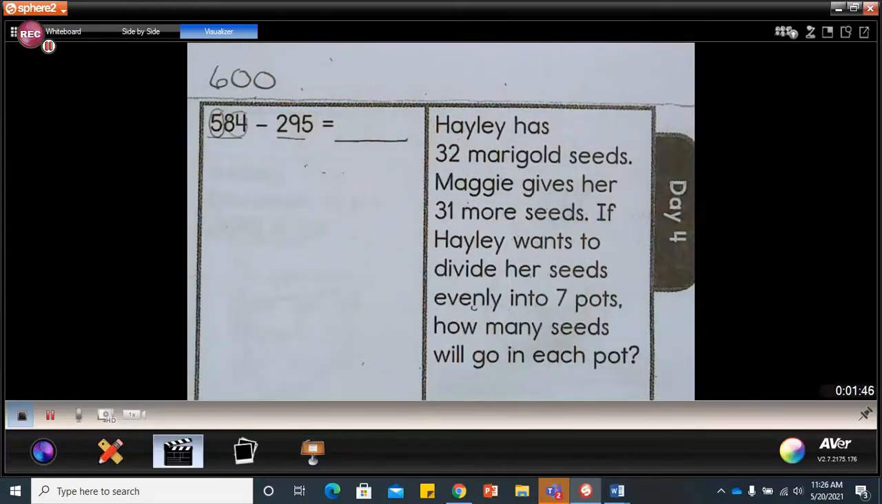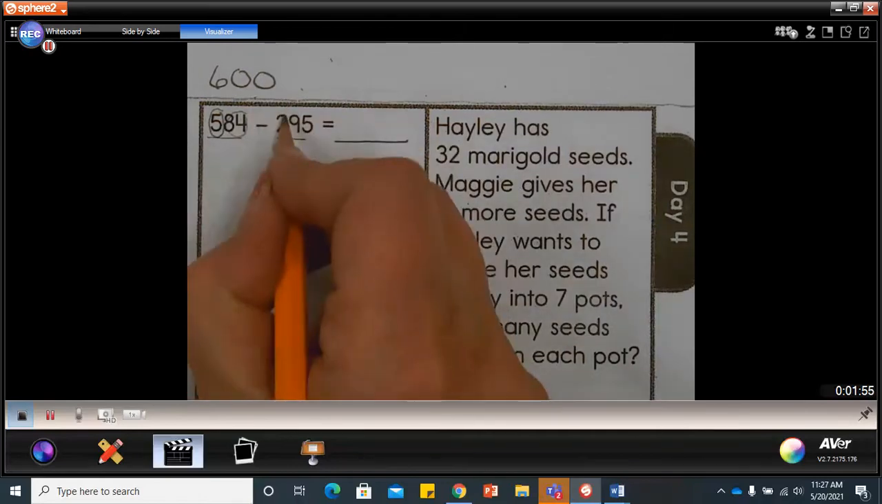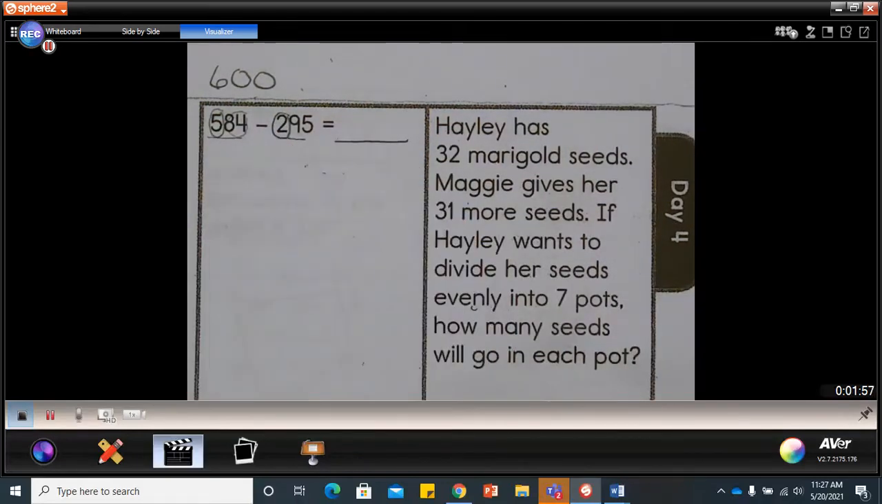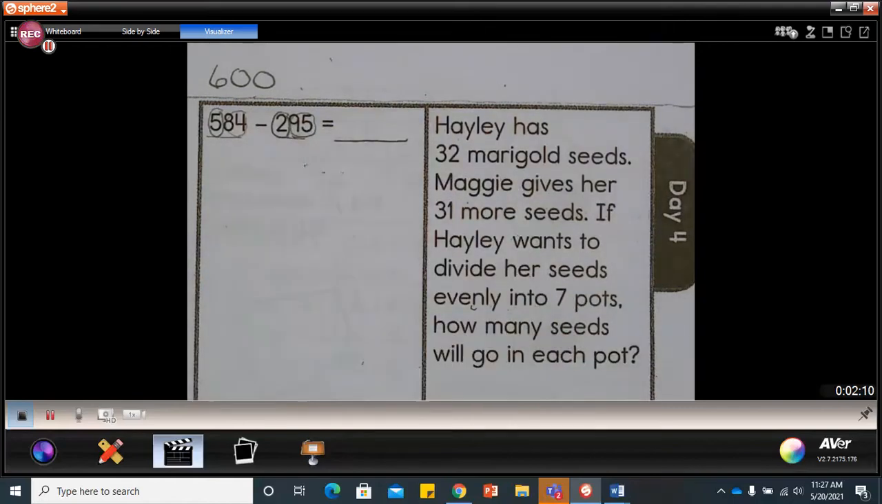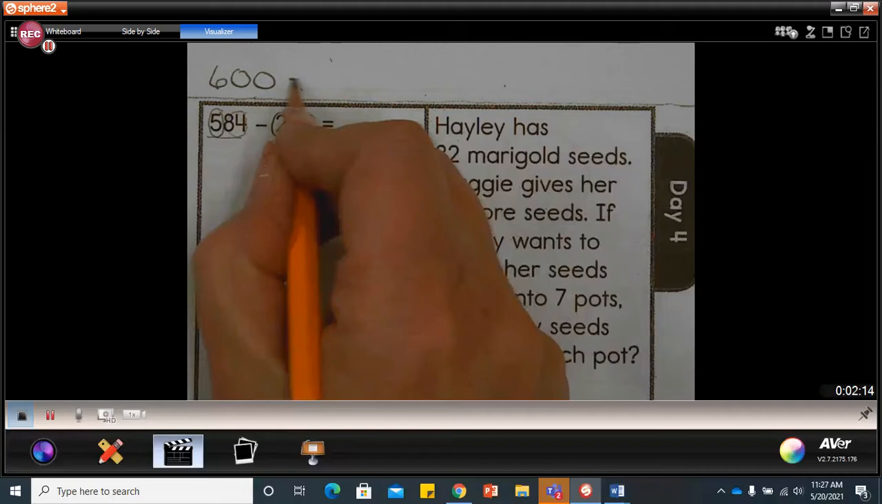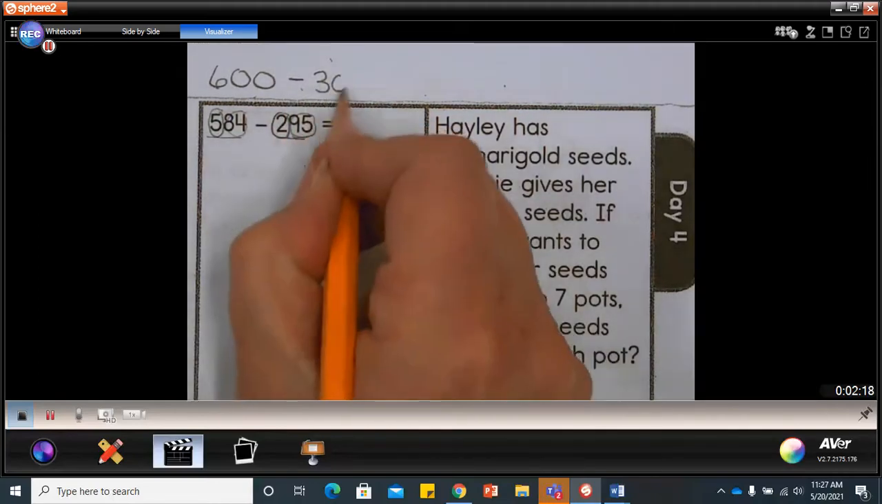Now let's take a look at 295. If you haven't already guessed, 295 is super close to one of our hundreds. Is it closer to 200, or closer to the next one, which is 300? If you said it's closer to 300, you are correct. Think about 95. Is 95 past the 50 mark? It sure is. So we're going to round 295 to 300.